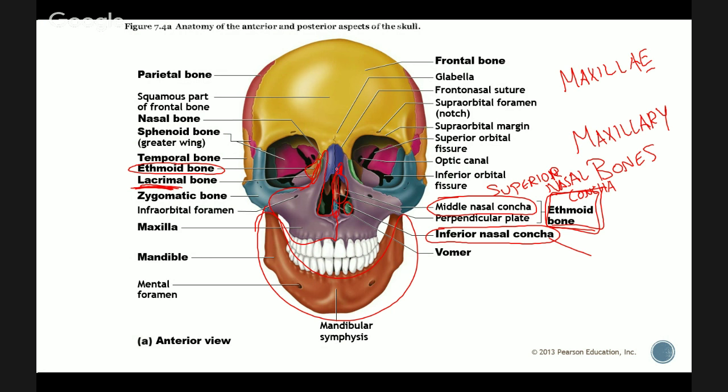We also have this nasal septum here that divides the left side of the nasal cavity from the right side. And the upper part of that, the superior portion of that, is called the perpendicular plate. That's part of the ethmoid bone as well. But then the inferior part of that is this blue bone right here, which is called the vomer. Got the vomer there. They've got them all.